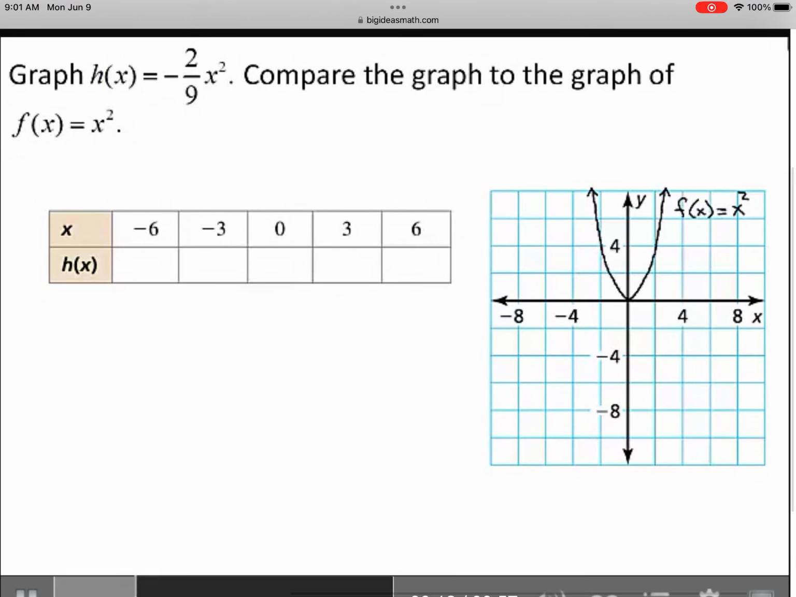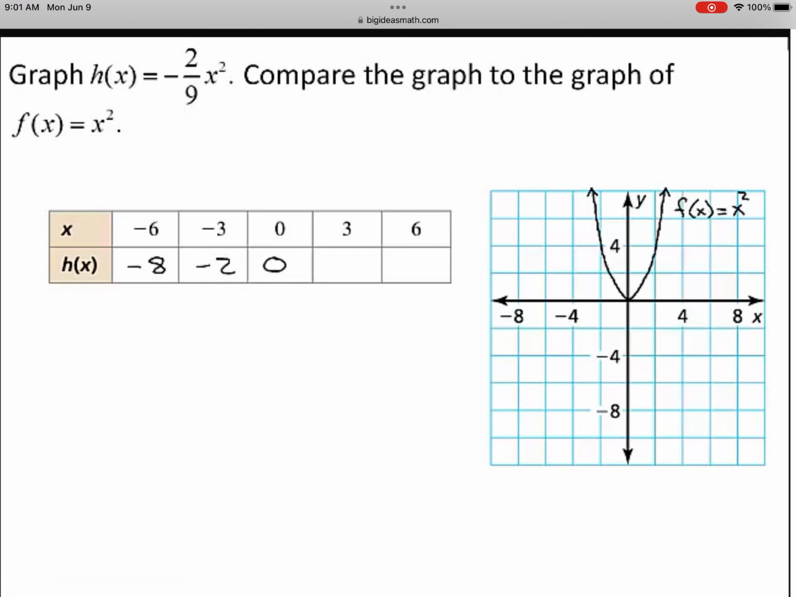Substituting -6 for x in the function h gives h of x equals -8. Similarly, when x equals -3, h of x equals -2. When x equals 0, h of x equals 0. When x equals 3, h of x equals -2. And when x equals 6, h of x equals -8.